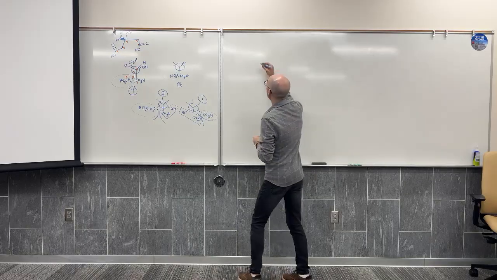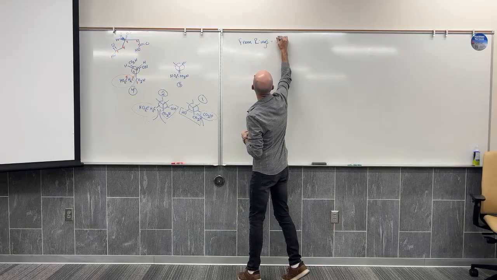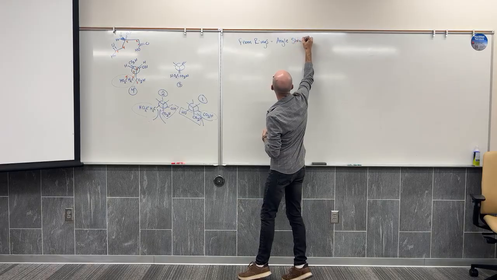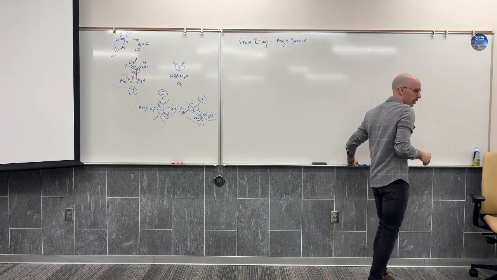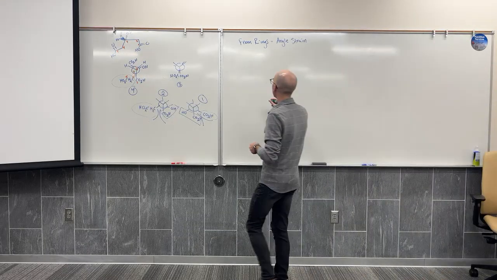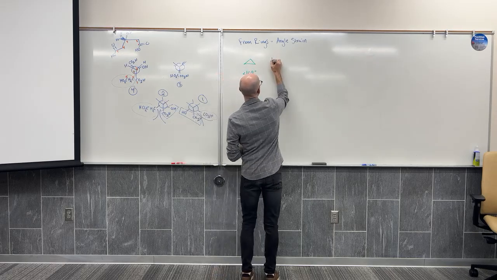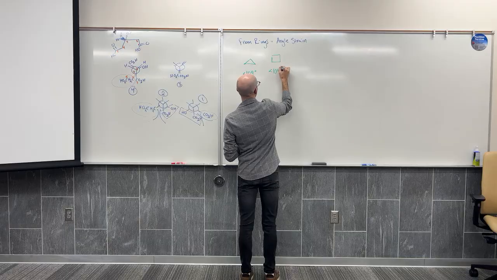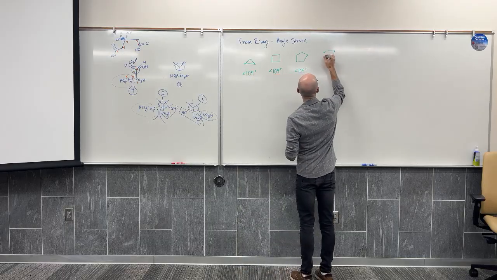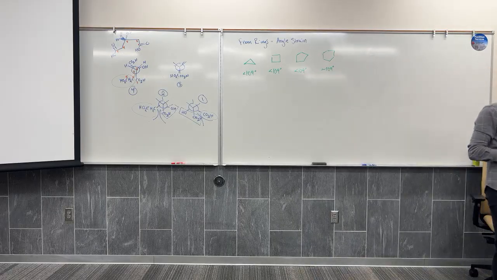There's another type of strain, and this appears in rings. We get angle strain. The tetrahedral carbon wants to be 109 degrees. But inside of these small rings, we get bond angles of much less than 109 degrees. Until we reach the octagon. Nope. Hexagon. I know my shapes.